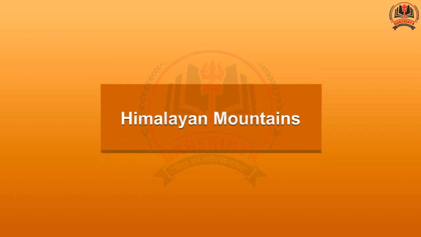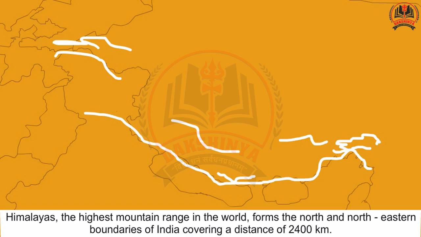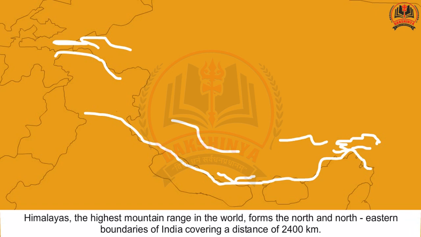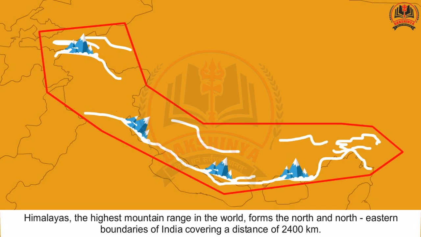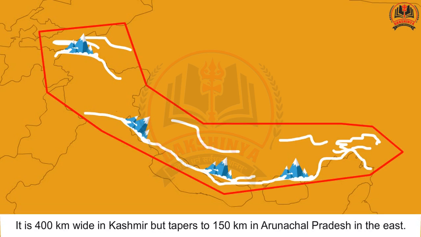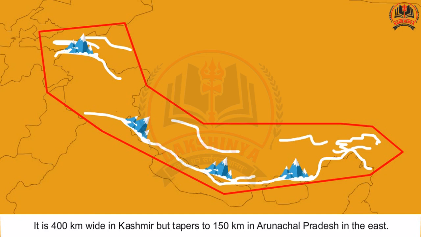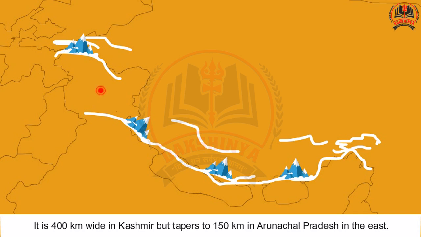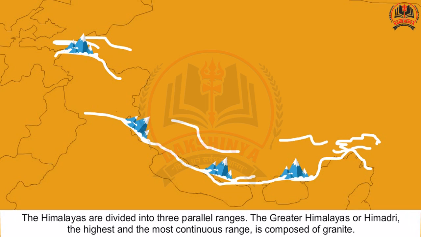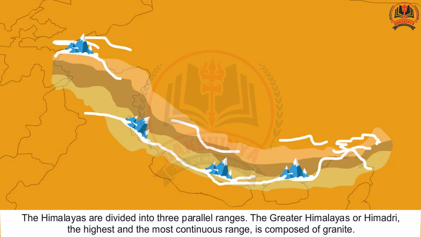Himalayan mountains. The Himalayas, the highest mountain range in the world, form the north and northeastern boundaries of India, covering a distance of 2,400 kilometers. It is 400 kilometers wide in Kashmir but tapers to 150 kilometers in Arunachal Pradesh in the east. The Himalayas are divided into three parallel ranges.